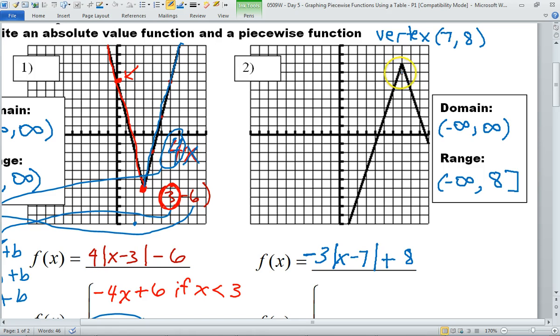But we also need to write it as a piecewise. So once again, I have my blue side over here, and then I'm going to have my red side over here.